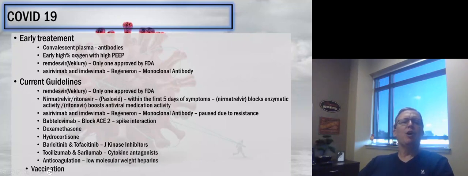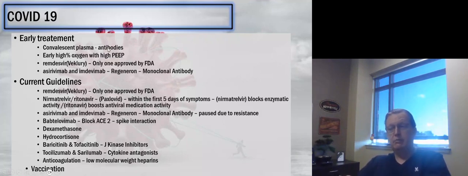The key for management is early treatment, as early as possible. Early on in 2020 and early 2021, our biggest and most effective intervention was supportive care, high percentage oxygen with high PEEP, and convalescent plasma. So this is plasma that was donated by people who had COVID-19. Essentially what we're doing is giving them antibodies. They're not monoclonal antibodies because they weren't reproduced in a lab. They're antibodies that were produced in the lab that is the individual's body.